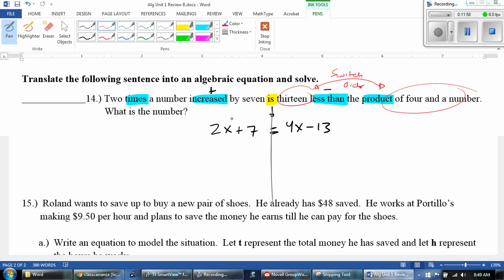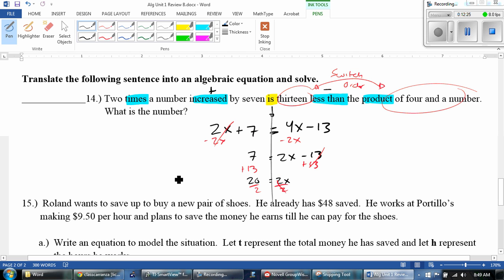And now that we have that, we need to solve it. So I'm going to move the smaller variable. We get 7 equals 2x minus 13. Add the 13 to both sides. 7 plus 13 is 20. And when we divide both sides by 2, we get that x equals 10.